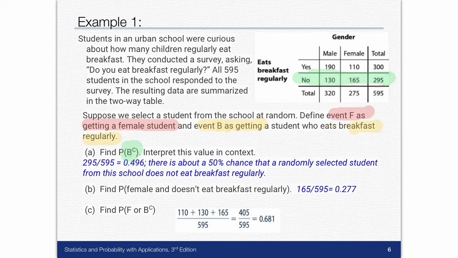So I would look at my total over here. It's 295 out of the table total, which is 595. And that's where I get this fraction, 295 out of 595. And that gives me a decimal, 0.496.